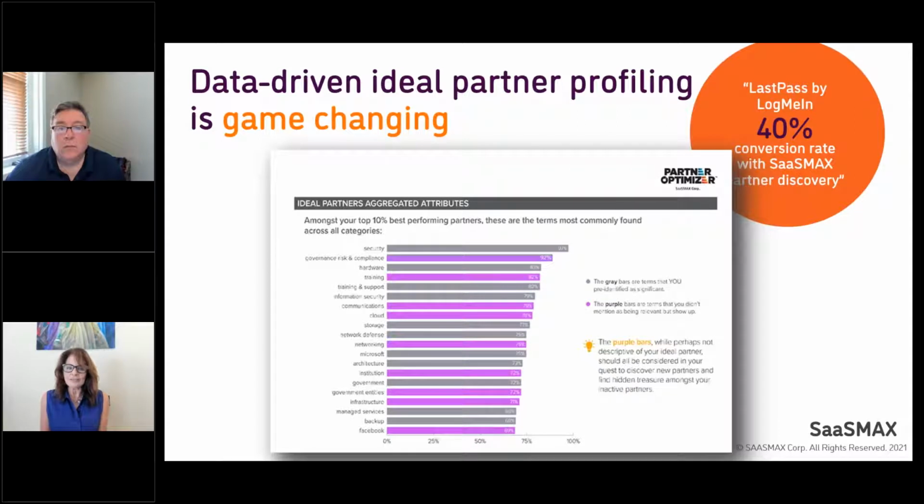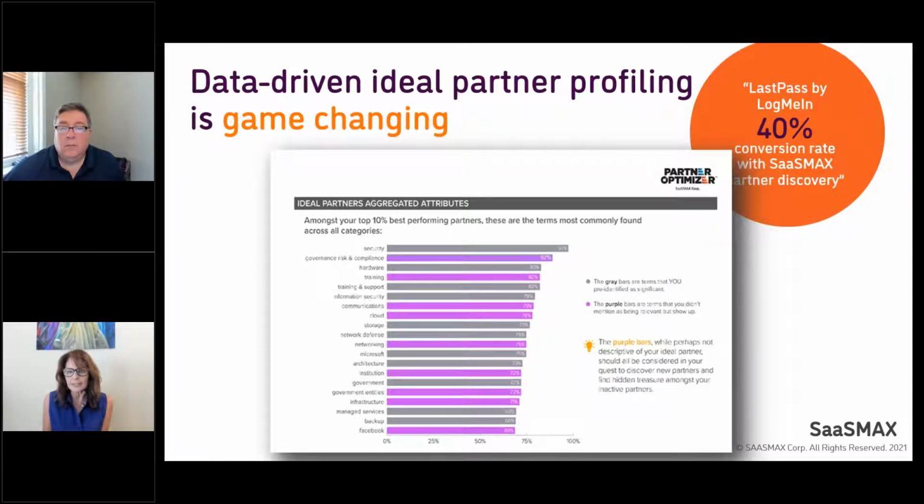Yeah, and so this is where data-driven ideal partner profiling is changing the game. We wanted to show you this because we're seeing conversion rates of like 40% versus 1 to 2%. We're seeing reductions in the time to find and recruit partners by as much as 50%. And imagine if you have that much more time to be able to work with the best partners as opposed to focusing on the wrong partners. It's game changing.